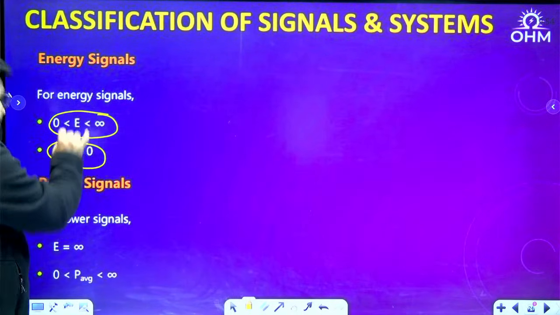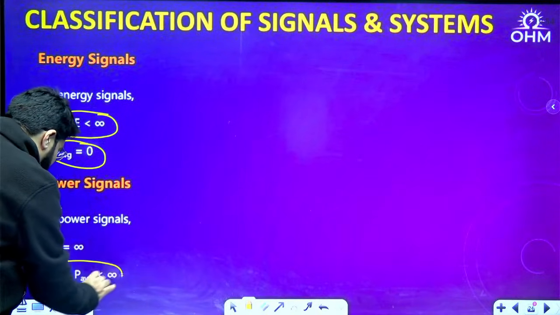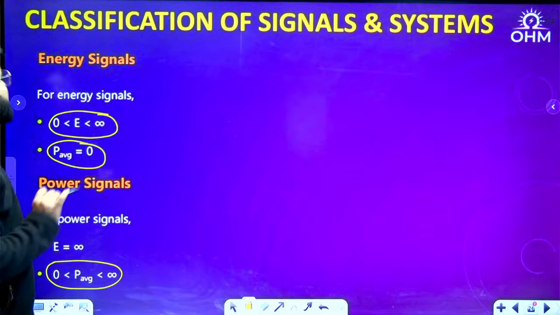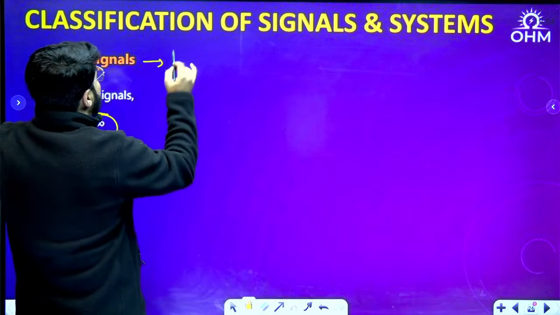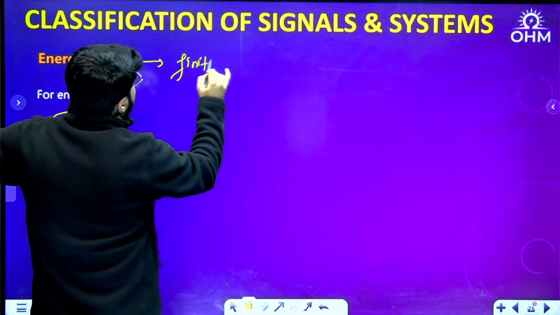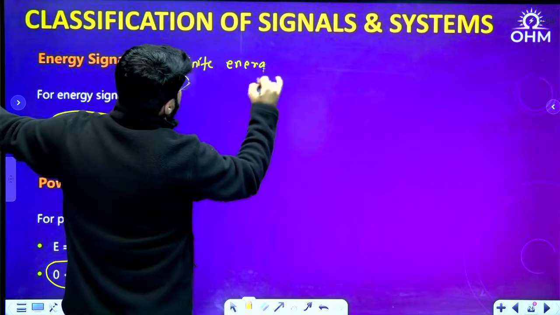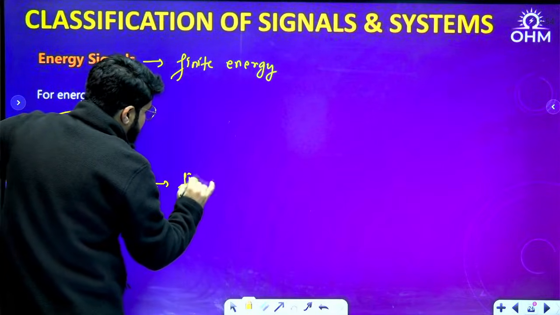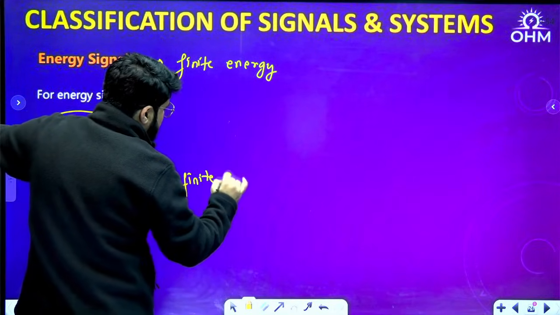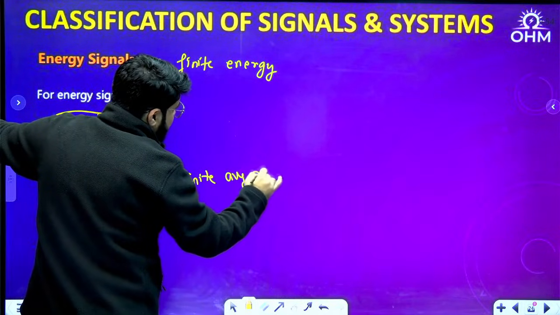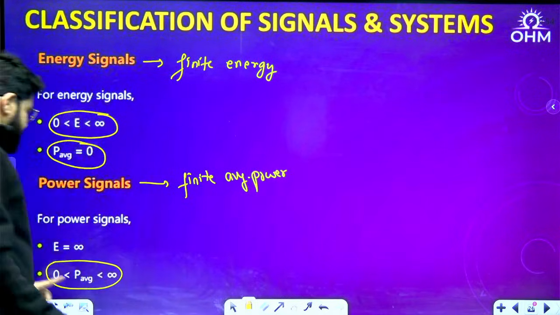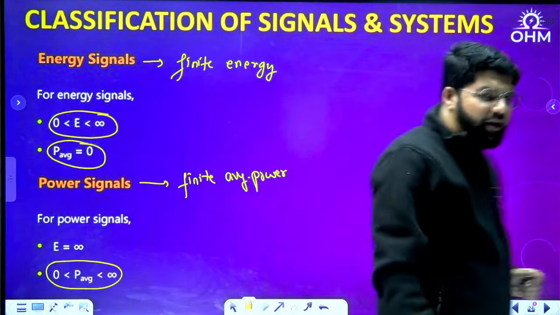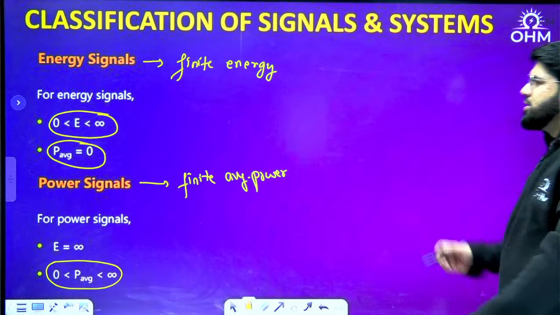Then if the energy is infinite and the average power is finite, it will be known as a power signal. So an energy signal is simply a signal having finite energy, and for this signal the average power is automatically 0. Power signals are the signals which have finite average power, and automatically the energy will be infinite for such signals. This is how we classify a signal as an energy signal or a power signal.